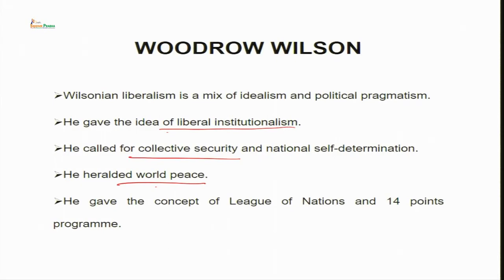And in the process of that, he gave the concept of the League of Nations. Although the USA could not join the League of Nations because of the US Congress, it was Woodrow Wilson who proposed the idea of having a League of Nations to avoid further war, because the world had already borne the brunt of war, the First World War. And he also gave the 14 points program for the USA.